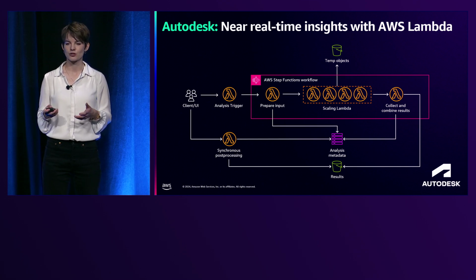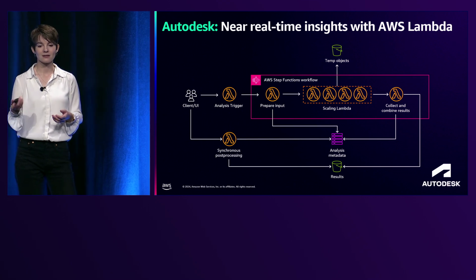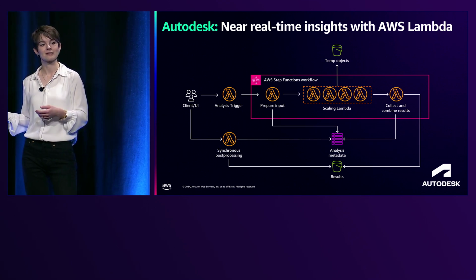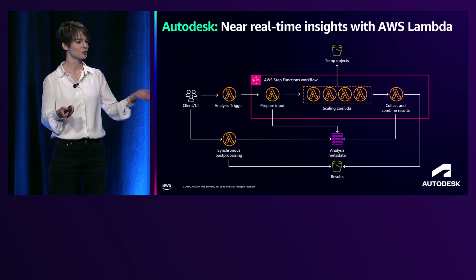Another cool thing about this one is that they had some simulations that required GPUs. Some simulations needed to do ray tracing of sunlight irradiance on buildings. Because Lambda doesn't support GPUs, but ECS does, they were able to just switch out and run a simulation that needed GPUs with ECS instead.